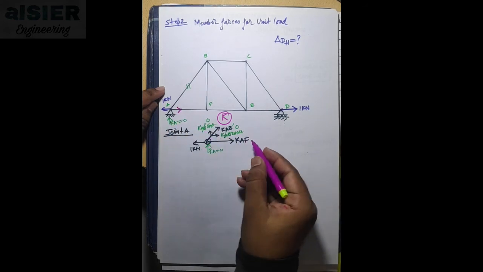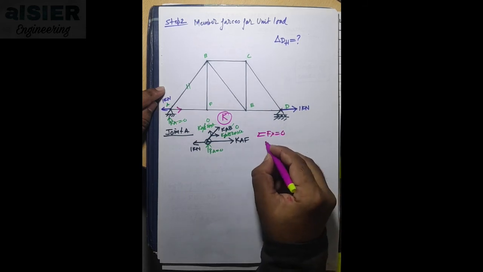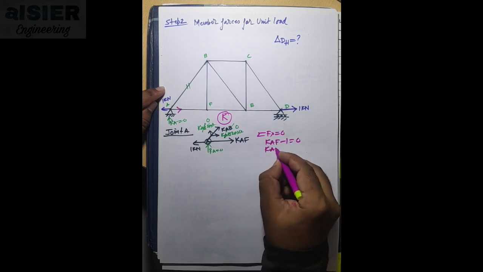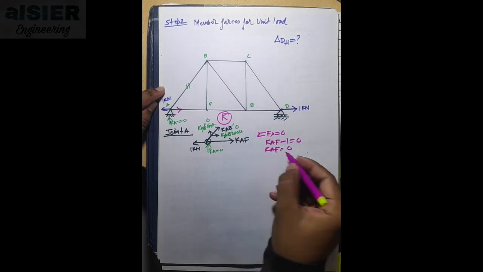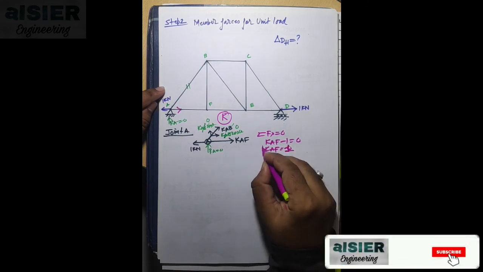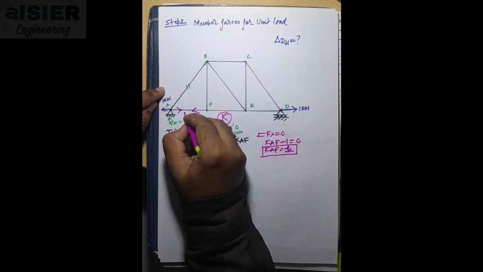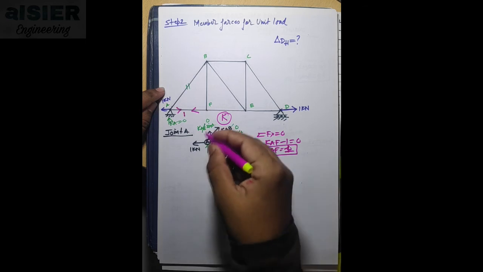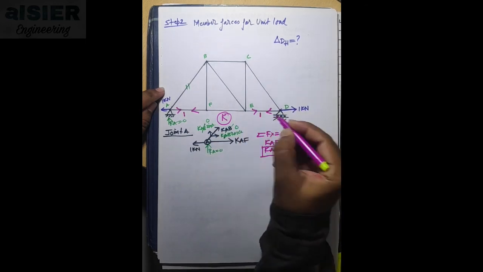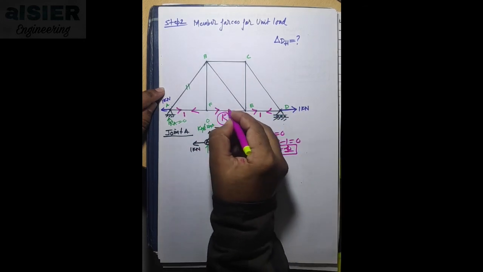If you do the summation of Fx equal to 0 here, we will get KAF minus 1 is equal to 0, and therefore KAF is equal to 1. So we will get this as 1. Similarly, if we solve this force, we will get this as 1, and the remaining one will also be equal to 1.